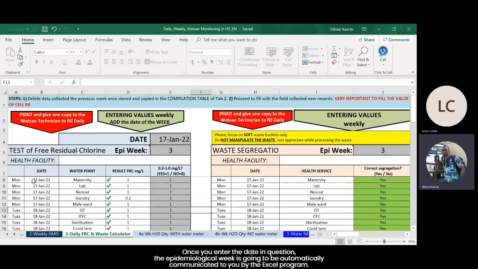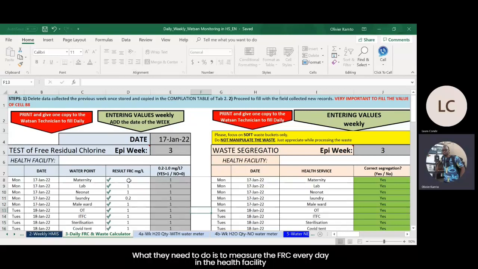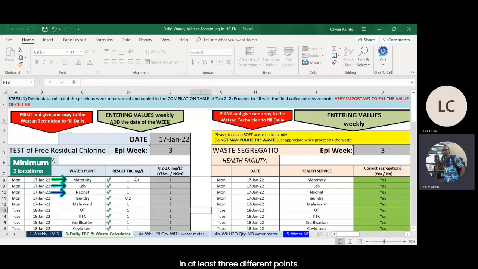It's formed in such a way that once you enter the date in question, the epidemiological week is going to be communicated automatically to you by the Excel program. Now, your team in the field, it could be your Watson supervisor or your Watson technician, the logistician. It depends on how you're going to set up your organization. What they need to do is to measure the free residual chlorine every day in the health facility in at least 3 different points. Here I have a pre-filled form.